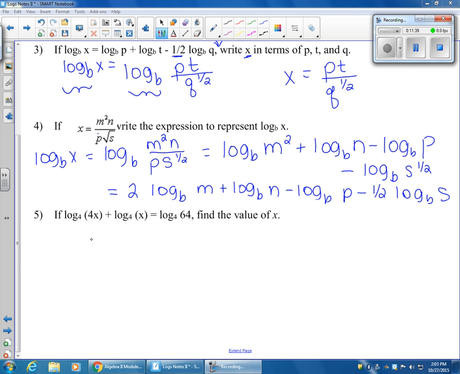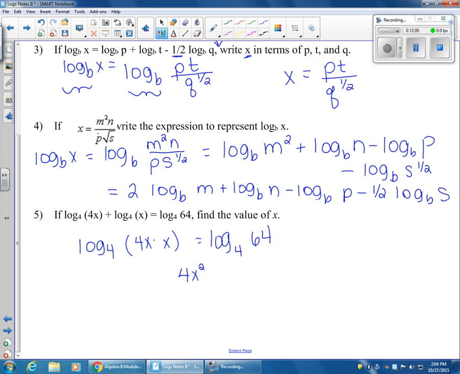For the last one, we're going to use the rules again to solve for x. So we have a plus here, which means to multiply. So we have 4x times x. Since both sides have log base 4, then we can set this part equal to this part. So we have 4x squared equals 64. Divide by 4 and take the square root.